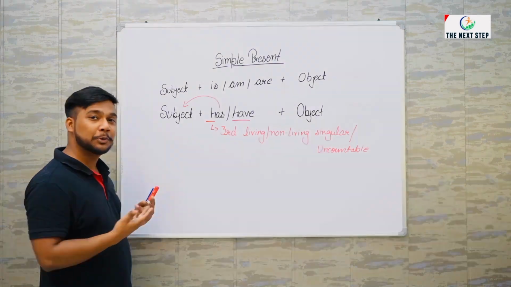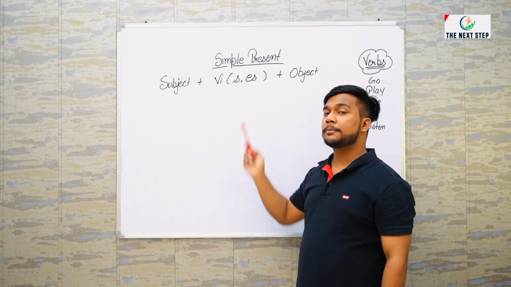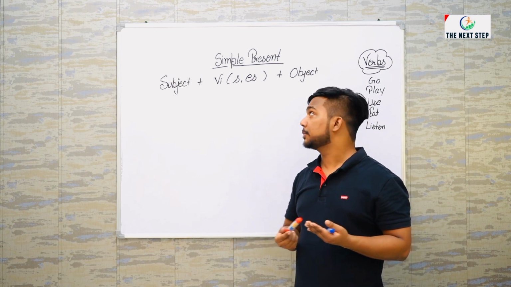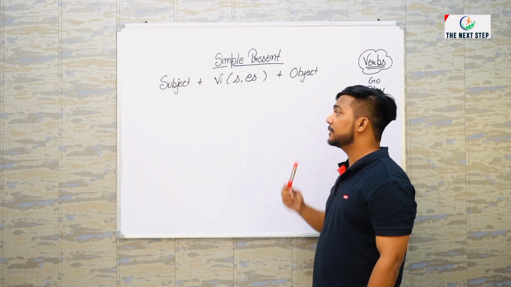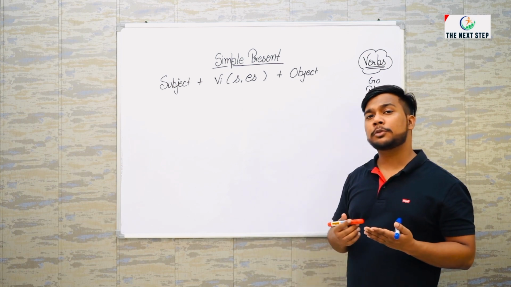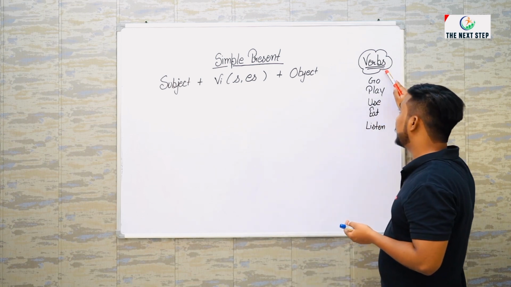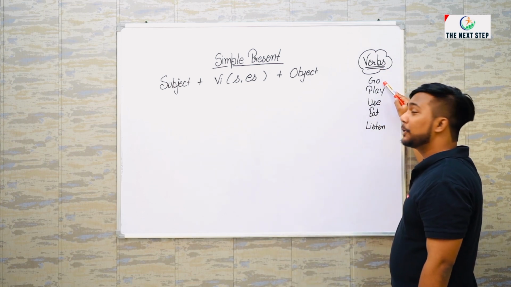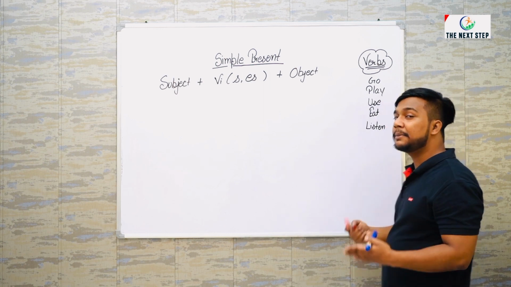Let's go for the next rule now. The next rule is subject, V1, which means first form of verb, then we have S or ES, and the last is object. If you do not know what the forms of verbs are, you might remember from your school time that you learned verbs like go, play, use, eat, listen and many more.